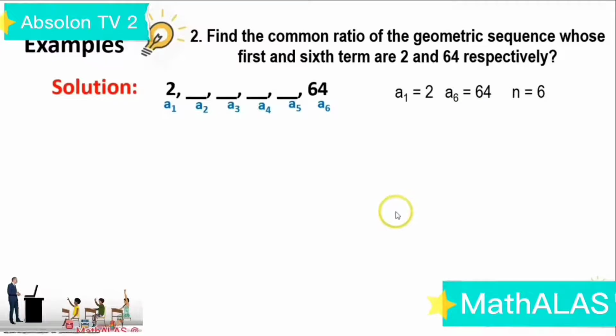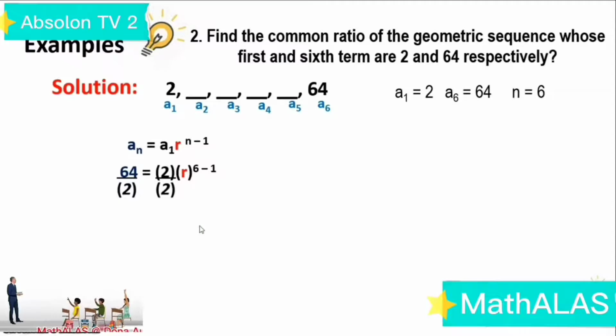So again, using the geometric sequence formula, we substitute these values. 64 equals 2 times r raised to 6 minus 1. Now, we have to divide both sides of the equation by 2. So we have 32 equals r to the 5th power. Again, we have to get the 5th root of 32.